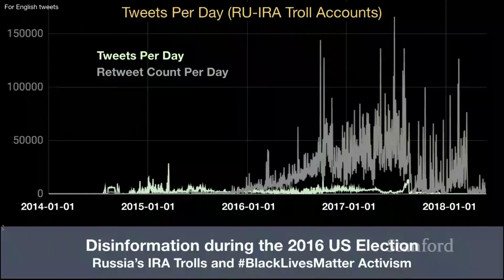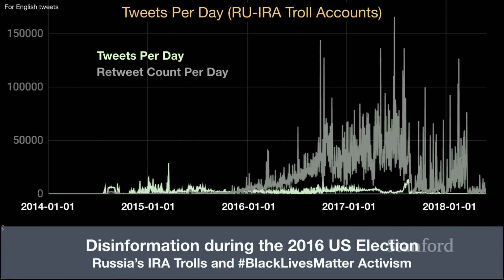We now have a much more complete view of the IRA activity. In 2018, through their Project Sunlight, Twitter released all of the tweets from the IRA accounts that they had identified as part of this operation. In total, they found more than 3,000 accounts, and those accounts sent about 3 million tweets in English, which is this graph here. So we have a temporal graph of this activity.